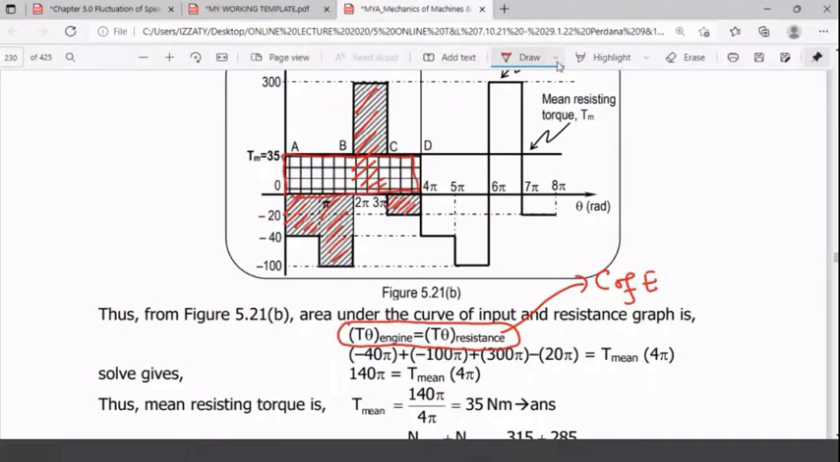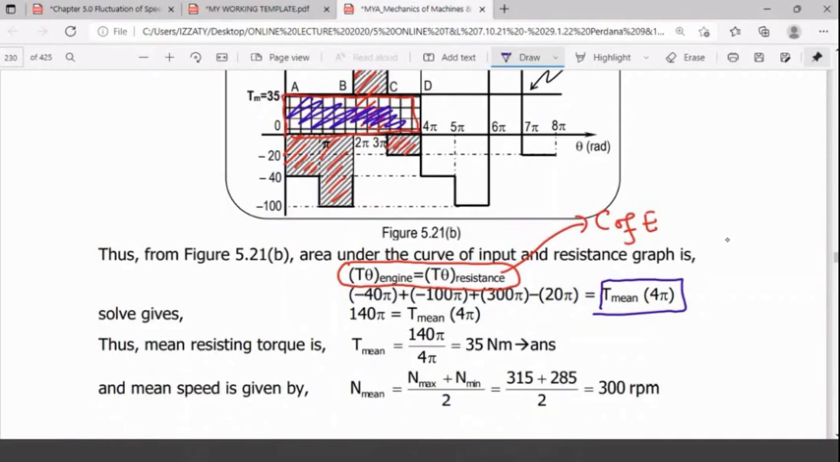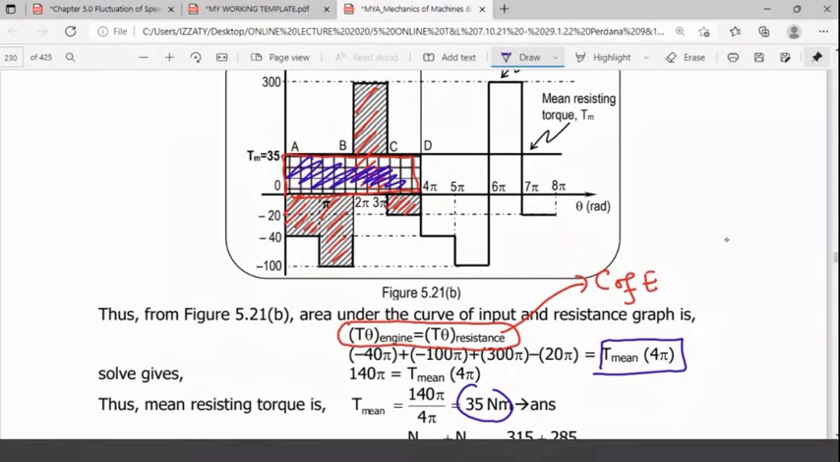If I may put it in the blue line. So you have this one, the blue line. So you equate the equation, and you'll be getting 35. So this is the T mean. The line is cut at 35 Newton meter. This one will be 35 Newton meter, equal to your T mean.